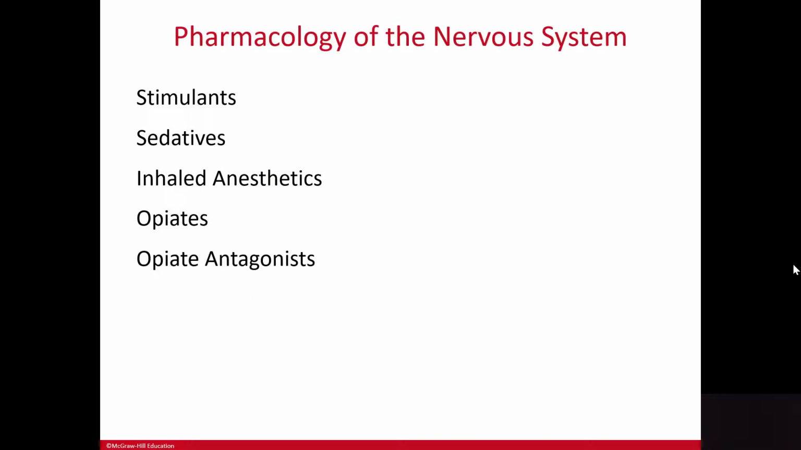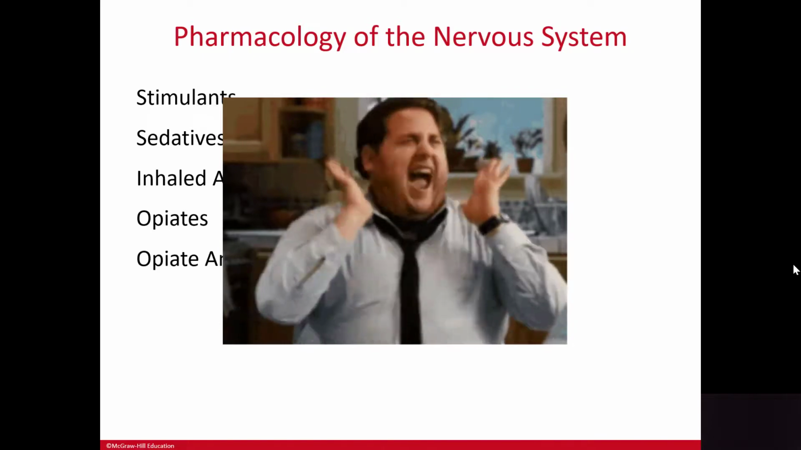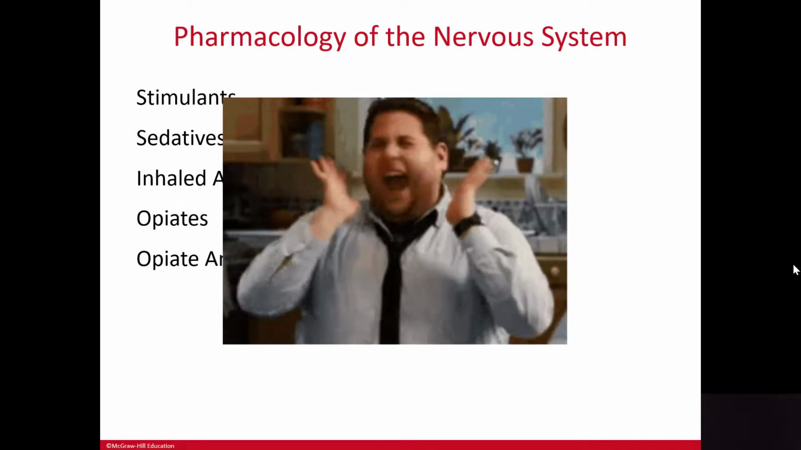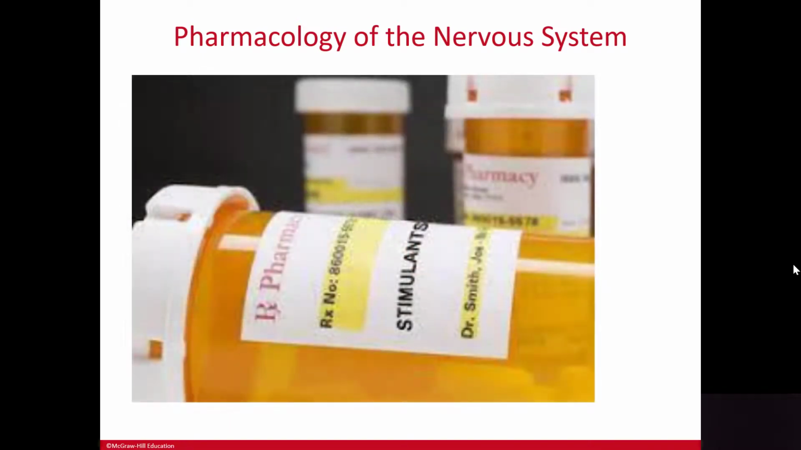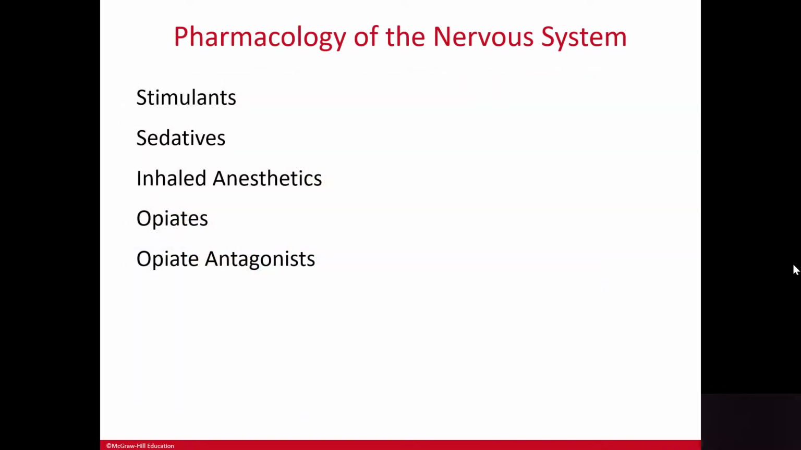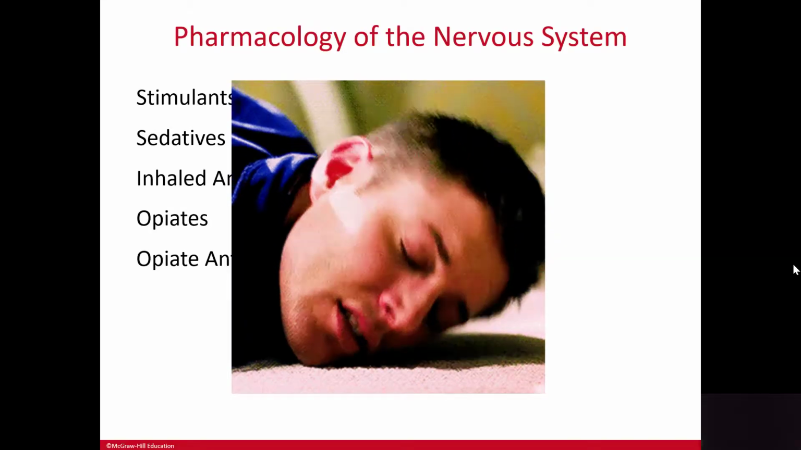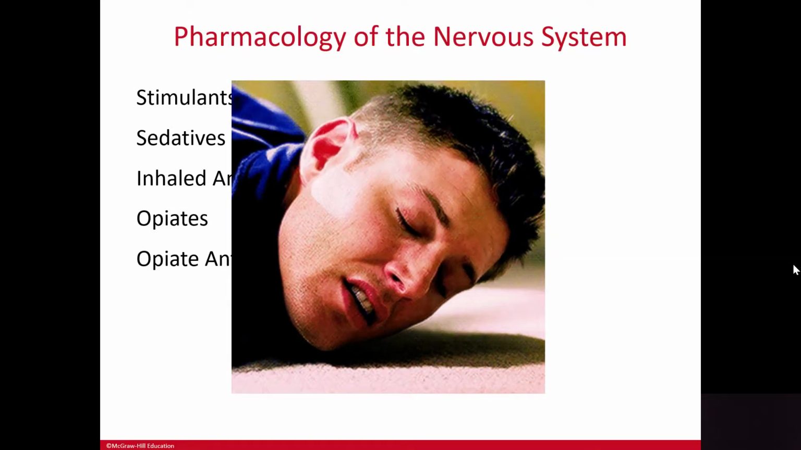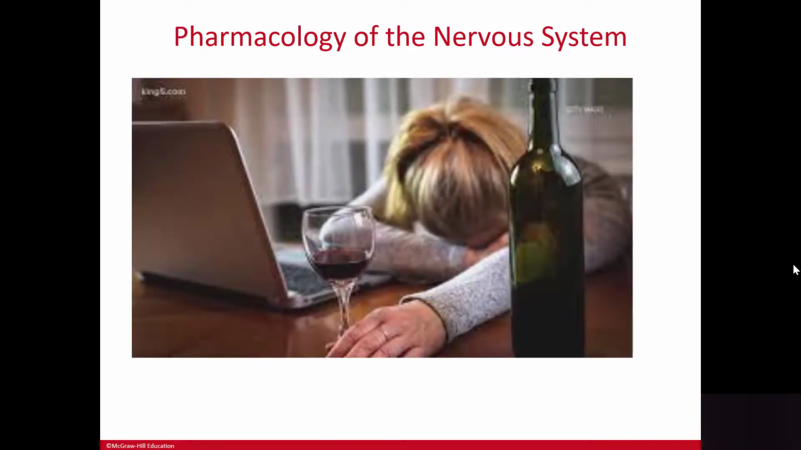Okay, now let's talk about pharmacology for the nervous system. Stimulants excite the nervous system and cause the release of dopamine, leading to pleasurable effects. And these include things like caffeine, nicotine, amphetamines, and cocaine. Sedatives have the opposite effect and quiet our nervous system and act on the sleep centers in the brain to induce sleep. Sedatives include alcohol, barbiturates, and anything that puts our brains to sleep, basically.